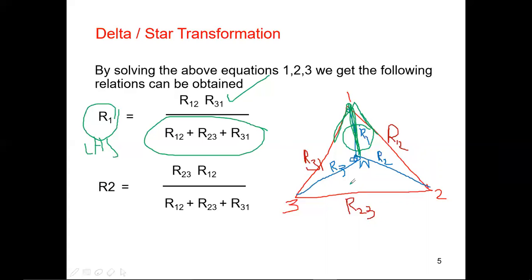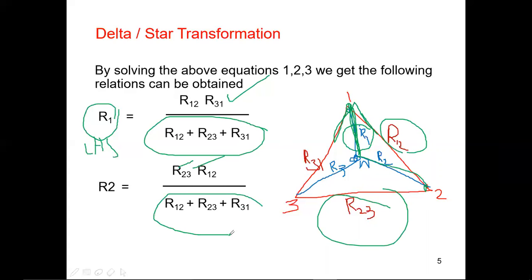Again, let me see R2. This is the one arm. R2 is connected to this node. What are the adjacent arms? R12 and R23, right? This is the sum of all arms of delta, and this is the product of adjacent arms of the delta. This is the product, this is the sum. The product of adjacent arms of the delta which are connected to this R2.